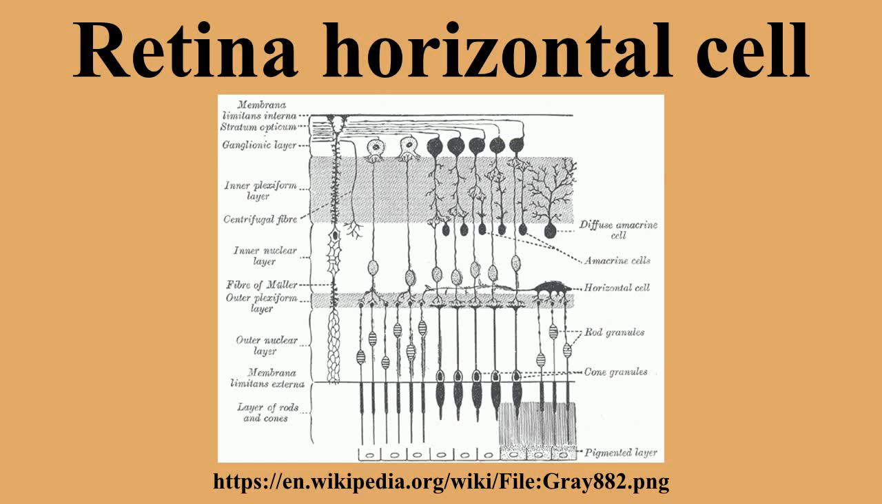Horizontal cells span across cones and summate inputs before feeding back onto the photoreceptor cells, hyperpolarizing them. The exact mechanism by which the horizontal cells induce this hyperpolarization is uncertain, but two mechanisms are possible. In the first, hyperpolarization is proposed to be mediated synaptically by the release of GABA by horizontal cells that acts on the photoreceptor cells.